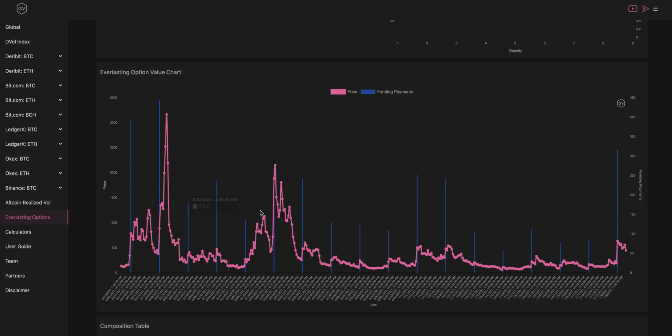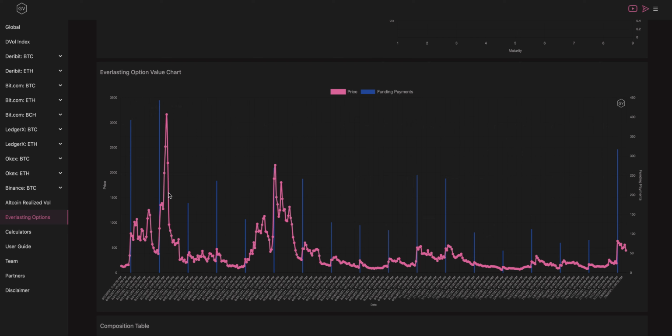The funding payments align with the right-hand axis, the y-axis, and then the valuation price aligns with the left-hand side. This is the actual spot price or mark price of the everlasting option. So we can see that as Bitcoin was selling off around June 22nd, the everlasting option rallied all the way to $3,100 from, call it sub 500, so around $400. And then it also endured a payment of $443 as well.